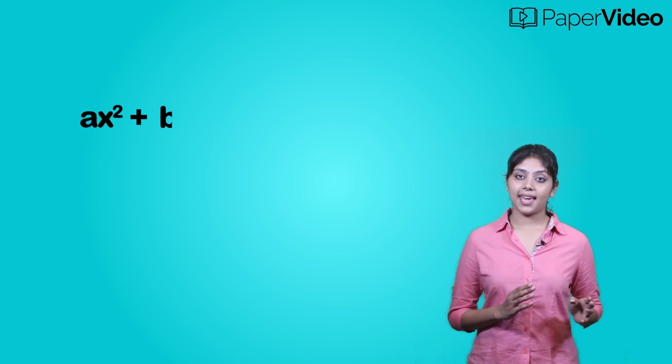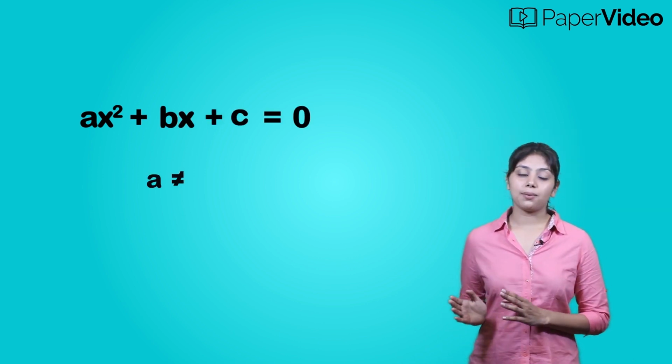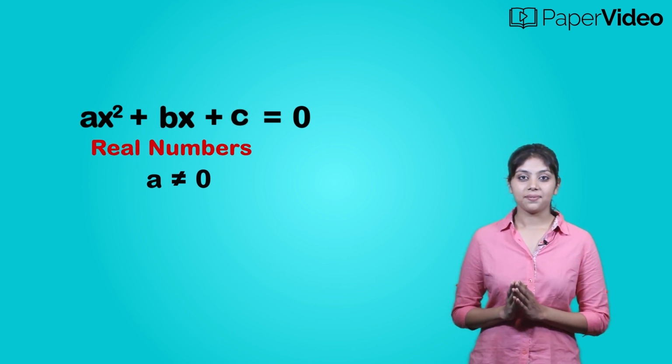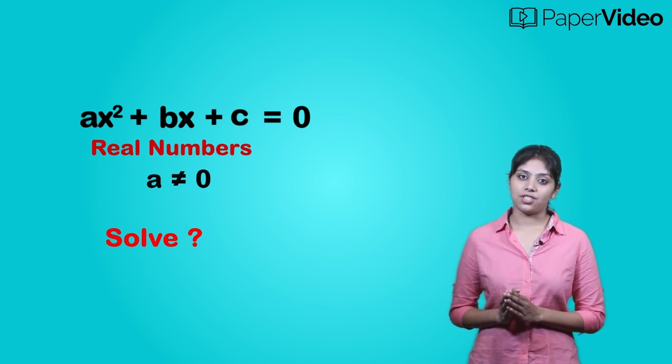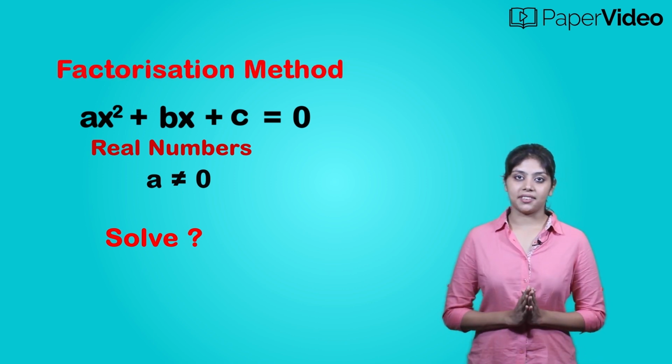The standard form of a quadratic equation is ax squared plus bx plus c equals 0, where a is not equal to 0 and a, b and c are real numbers. How do we solve this equation? One way is to solve using factorization method.